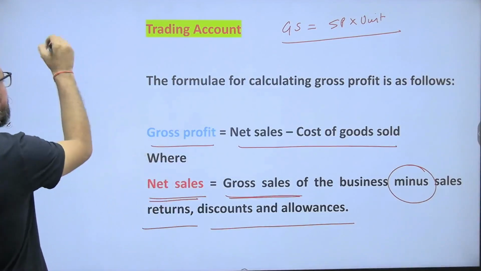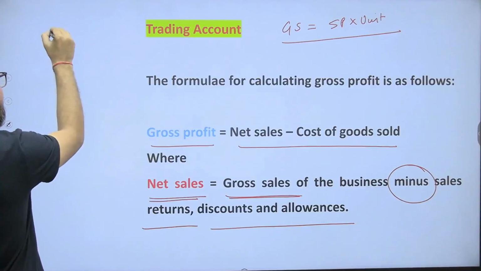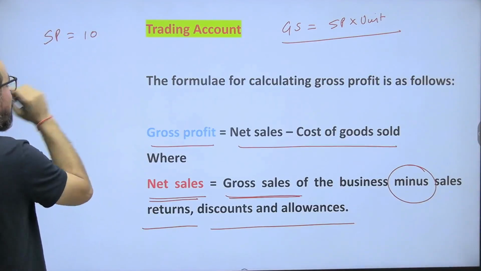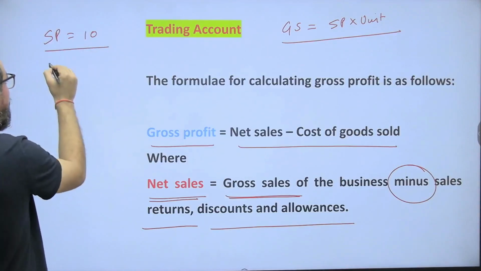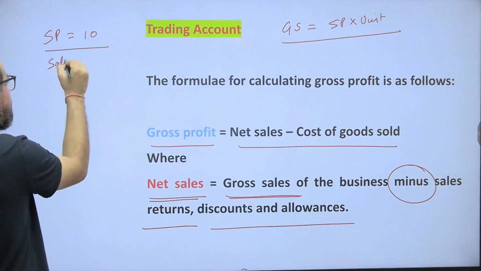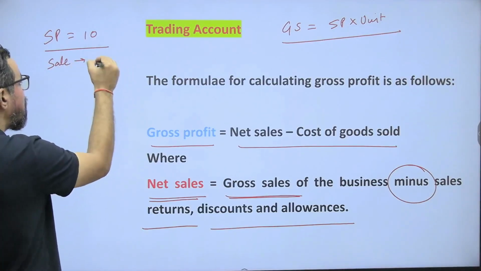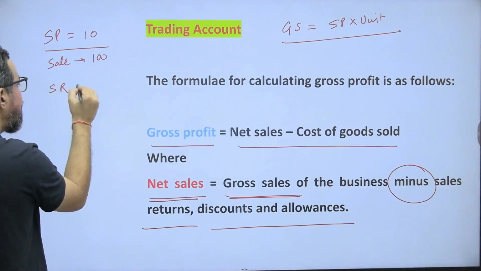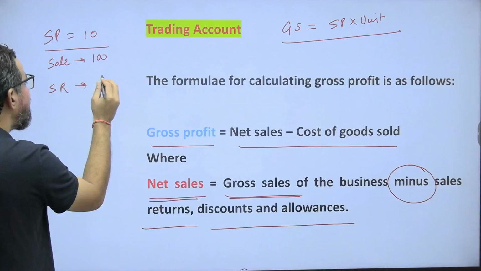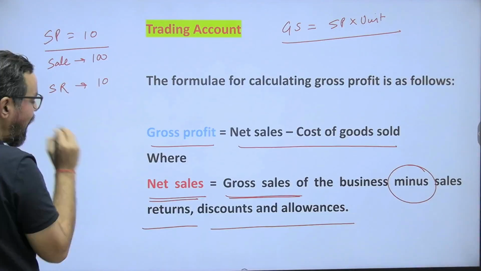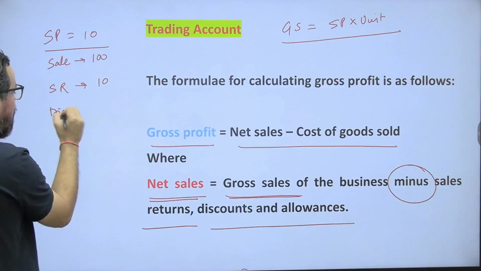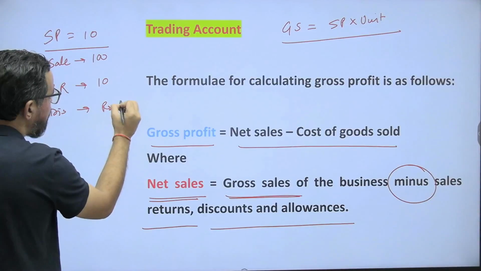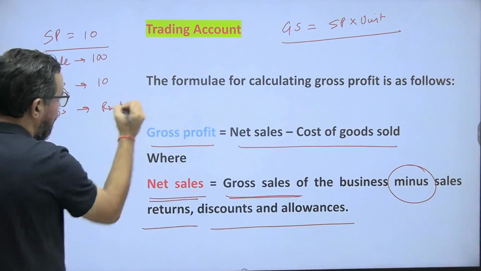So let's say there is a business, their selling price is 10 rupees. Okay? Selling price is 10 rupees. The units sold, their overall sale in units is, suppose, 100. Okay? And sales return is, suppose, 10, and discount allowed is, suppose, rupees 100. Okay? So this is the one.